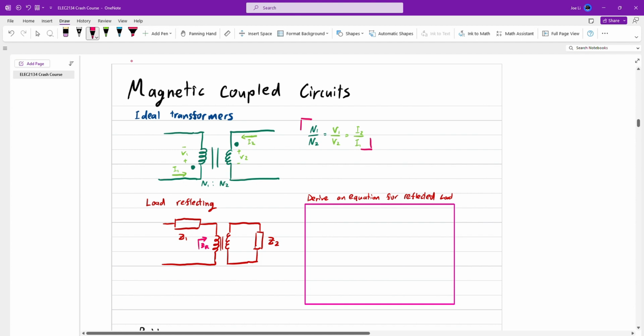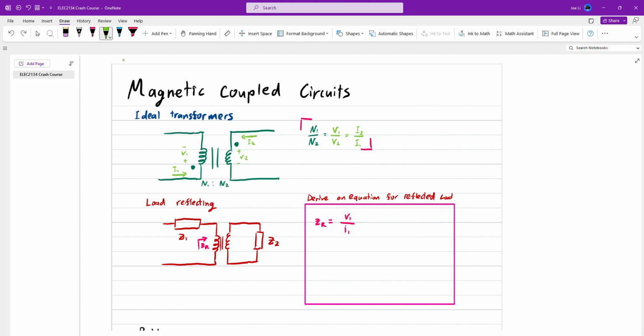Okay, so we can first say that ZR is equal to the voltage going into the coil divided by the current, V1 over I1. V1 is just this one, I1 is just this one. The direction doesn't really matter over here, we just care about the load impedance. So V1 over I1.